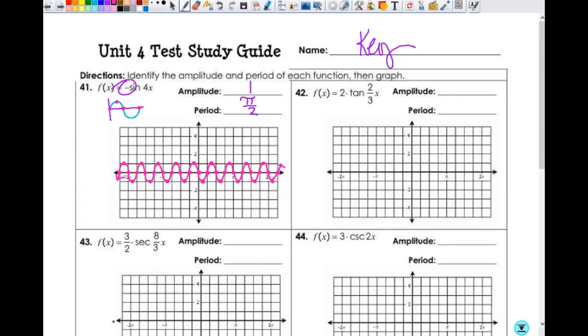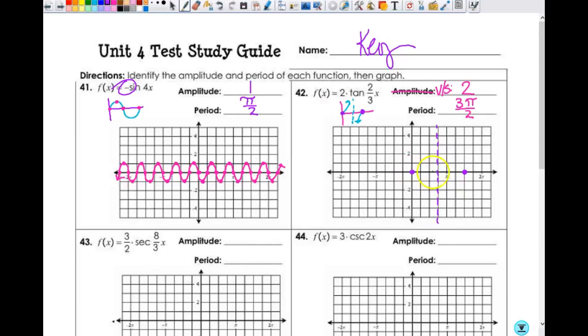Alright, number 42, our amplitude here doesn't technically have an amplitude, but I do have a vertical stretch of 2. The period would be 3 pi halves. And then my parent function for tangent looks something like this. Okay, I do not have any translations once again. So this point that's at 0, 0 is at 0, 0. And then this is at the end of the period, which would be at 3 pi halves. The asymptote is going to be halfway in between, which would be at 3 pi fourths.